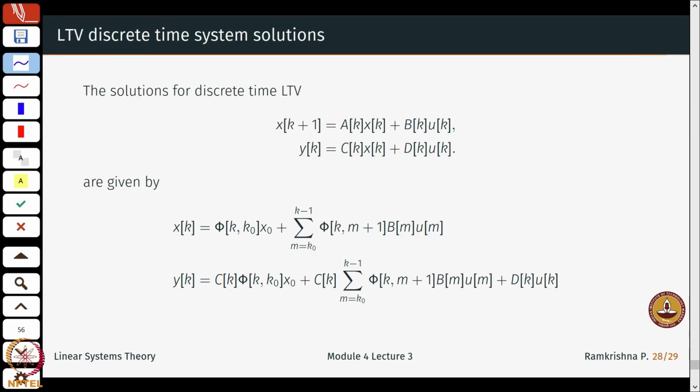Similarly, if I have input, I just augment my solution with the input terms, and similarly I can compute the output. It is a straightforward exercise once you have understood the continuous time case.